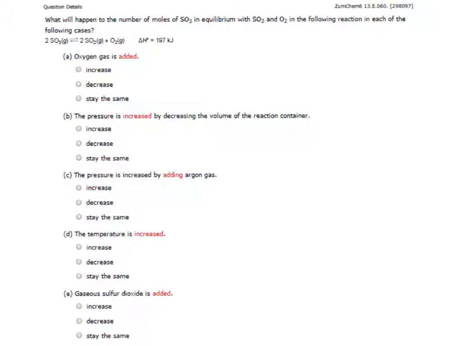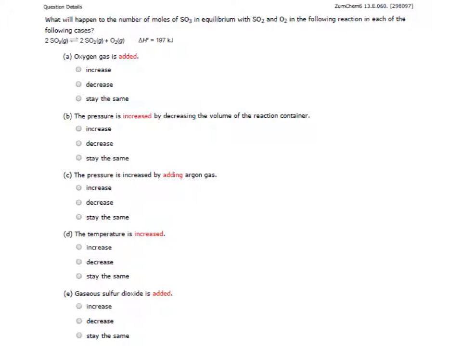In this problem, we're asked to consider the equilibrium shifts that will occur when each of several different events happen to a gaseous equation. In the equation, notice that we have 2 moles of SO3 on the left side, 2 moles of SO2 along with 1 mole of oxygen on the right side, and a positive delta H value of 197.